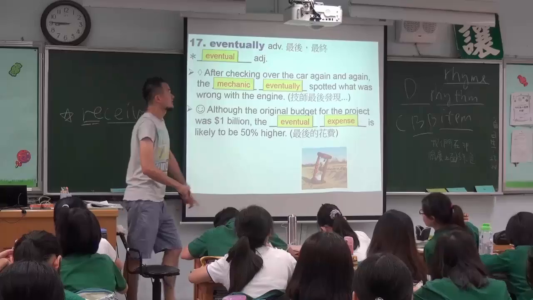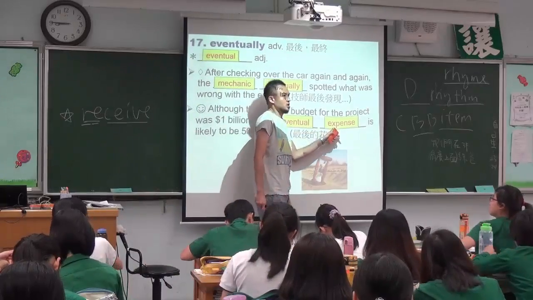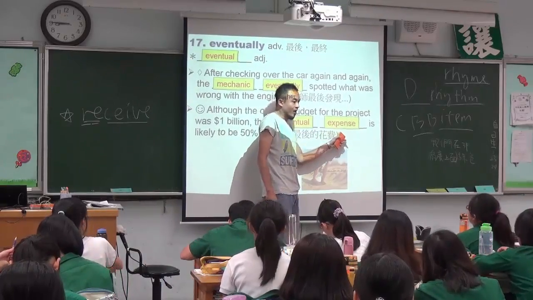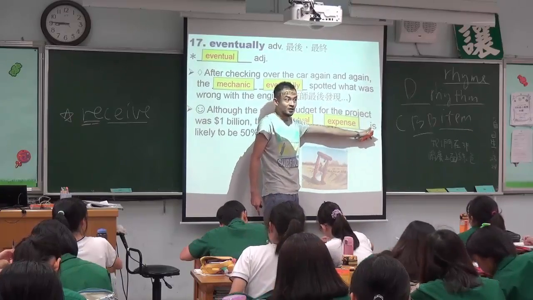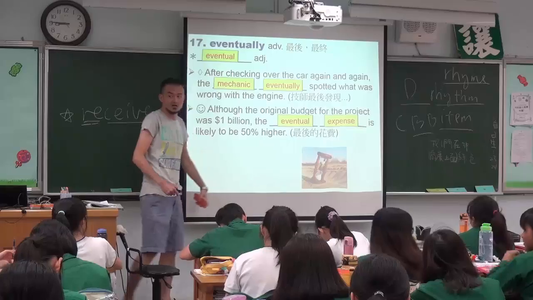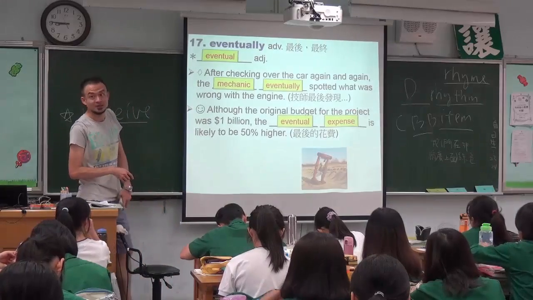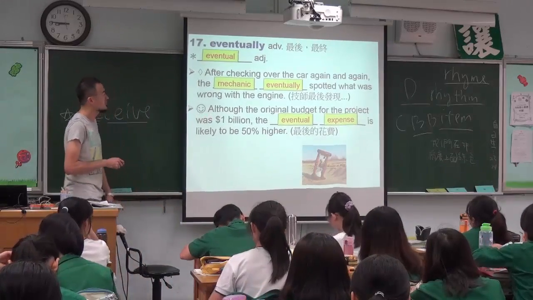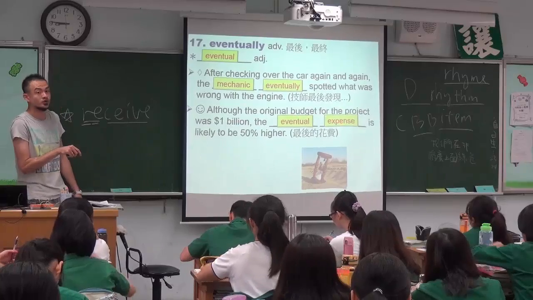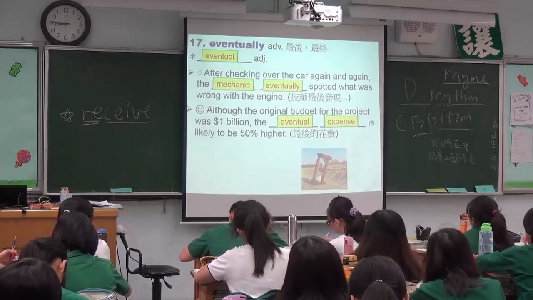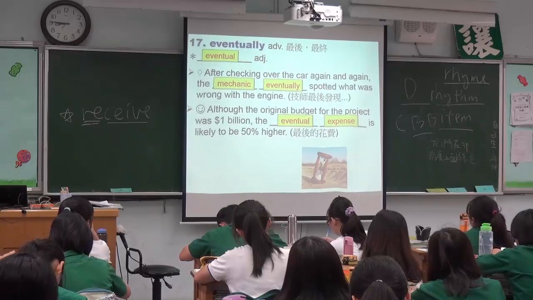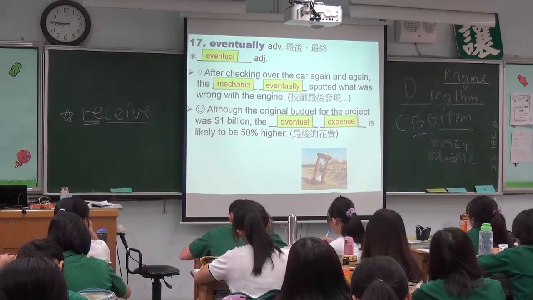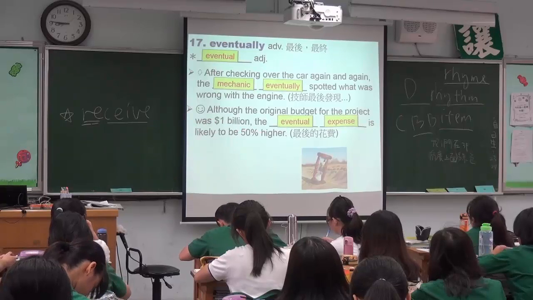So you see, something which requires a lot of expense is expensive. So expensive means something which requires a lot of money. 所以昂贵的就是从 expense 这个字来的。Okay, so form one, could you please read the second example? Although the original budget for the project was $1 million, the eventual expense is likely to be 50% higher.